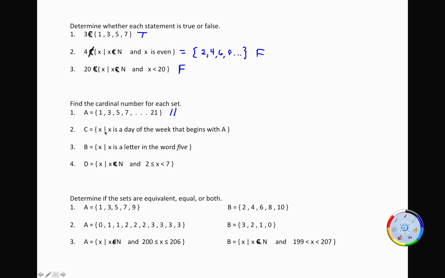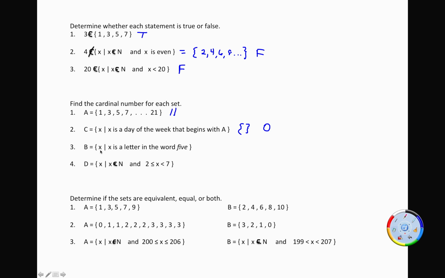C is the set of all x such that x is a day of the week that begins with A. Well, since our days of the week are Monday, Tuesday, Wednesday, Thursday, Friday, Saturday, Sunday, none of those days begin with the letter A. So this is the empty set, and the cardinal number for this set is 0. There are no elements in that set.